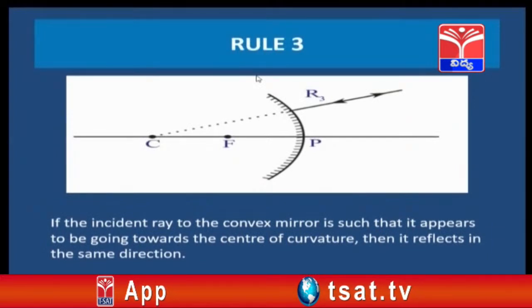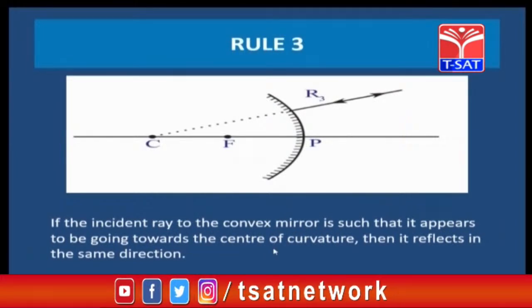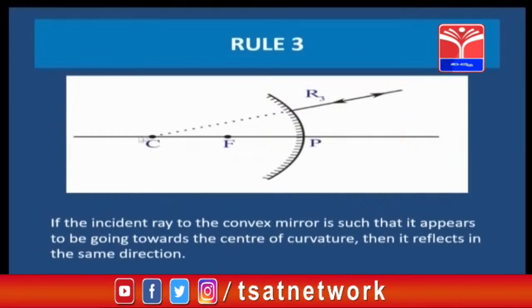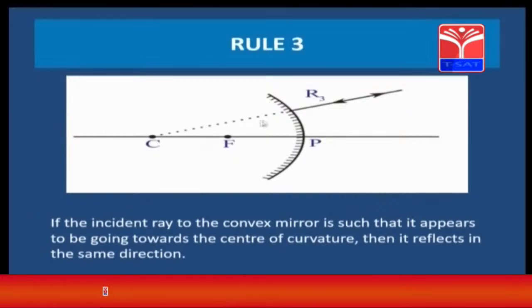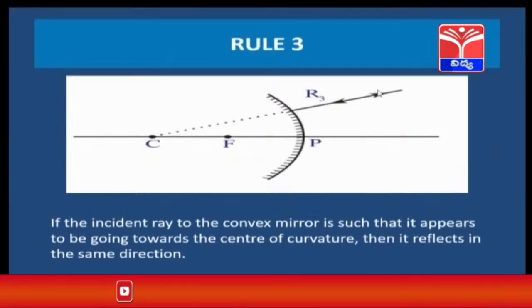The next rule, rule number 3: if the incident ray to the convex mirror is such that it appears to be going towards the center of curvature, then it reflects in the same direction. The same rule as the concave mirror, children. The only thing is that we have to use the words "appears to". If the direction of the incident ray is such that it appears to be going towards the center of curvature, then it retraces its path, or the reflected ray goes back in the same way as the incident ray.